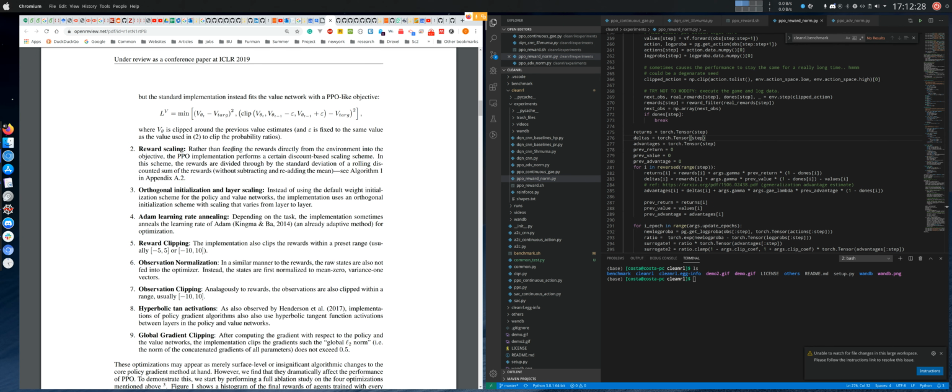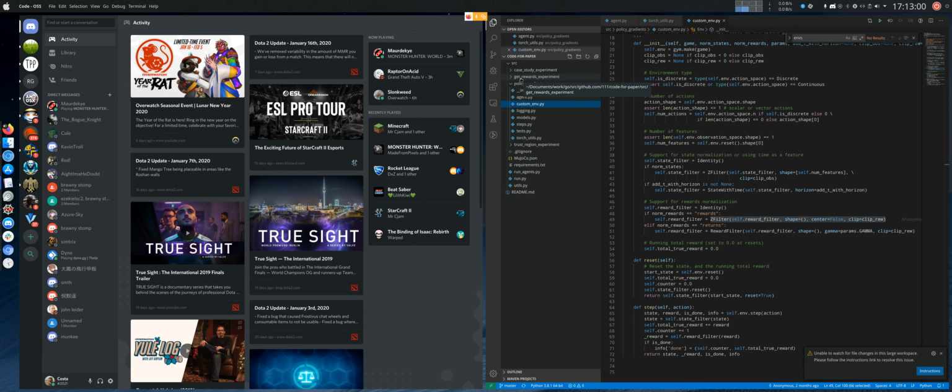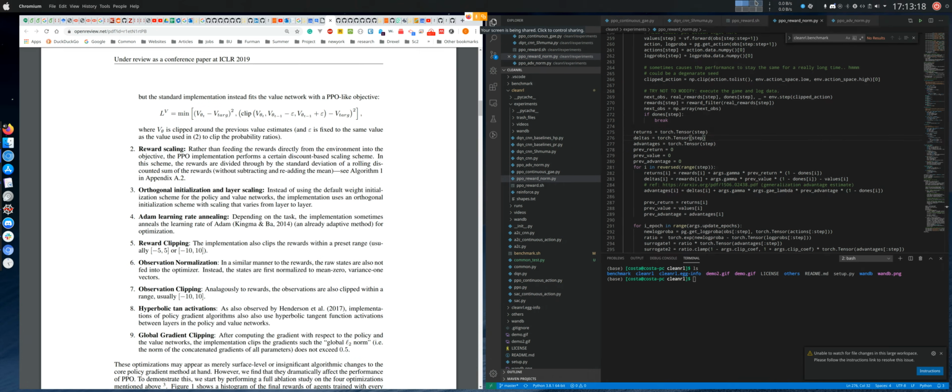Let's read this together. It says, rather than feeding the rewards directly from the environment into the optimizer, the PPO implementation performs a certain discount-based scaling scheme. In this scheme, the rewards are divided through by the standard deviation of the rolling discounted sum of the rewards, without subtracting and re-adding the mean. That's actually something interesting. I don't know if you got a chance to look at their repo, but a couple of things that I dug out in their repo is their reward filter. First of all, they have this running stats that keeps track of the mean and the standard deviation of a running time series.